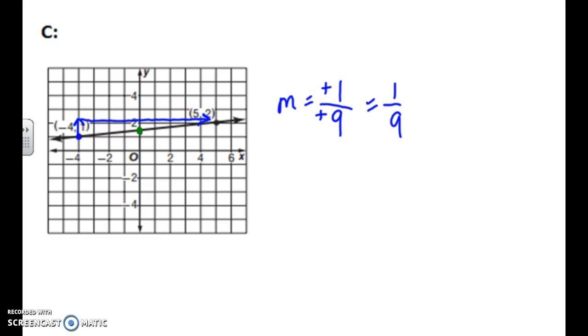That's not the prettiest y-intercept. If you look at it, it's between 1 and 2. So we're going to have to estimate that. We think it's probably going to be about 1.5. Okay, so overall, your equation is going to be 1/9 x plus 1.5.